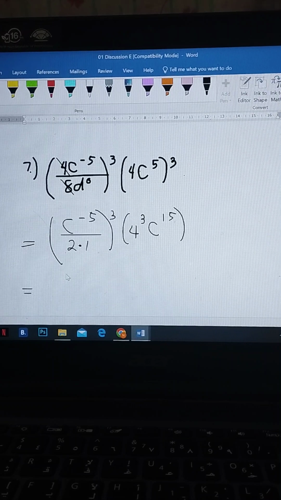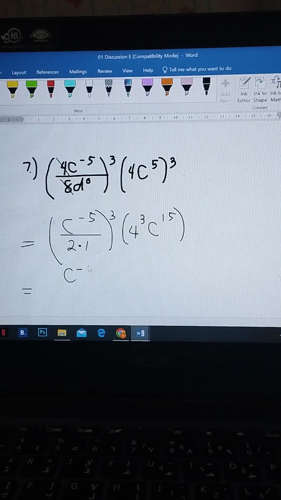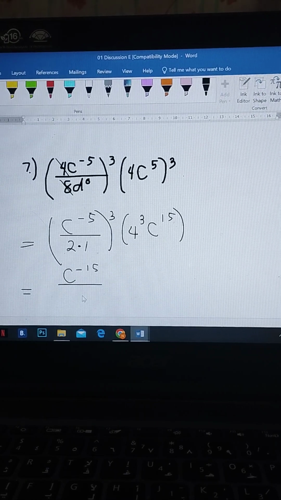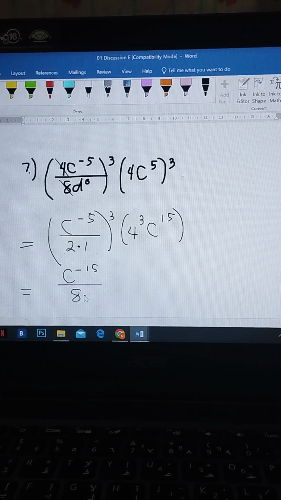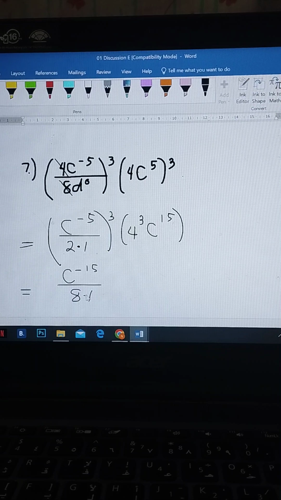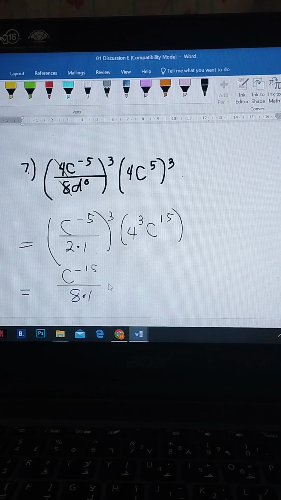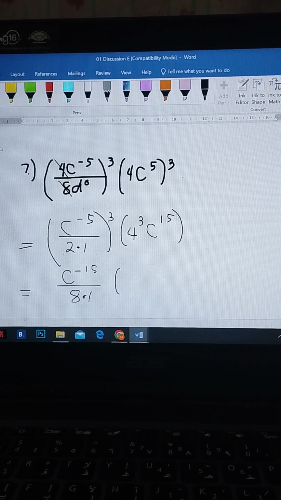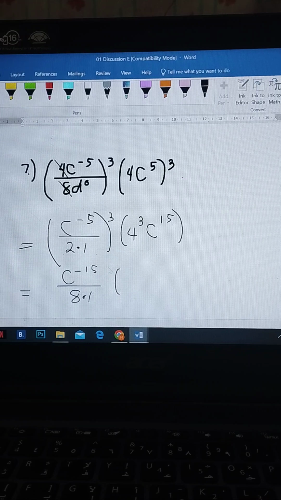Okay, so this is now equal to c raised to negative 15 all over 2 raised to the power of 3 equal to 8. 1 raised to the power of 3 is equal to 1. Then times 4 raised to 3 is 64. So 64 c raised to 15.